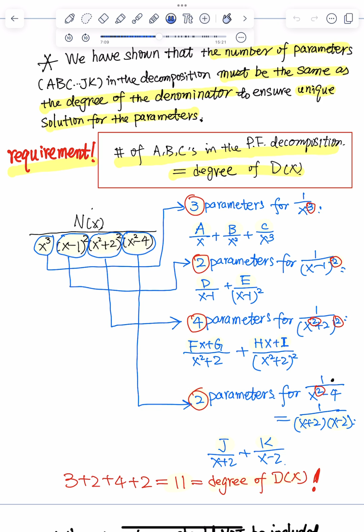And this is very clear for this example. You have x cubed term, so that's where you have 3 parameters for this term, a, b, c, and then you have the x minus 1 squared. That brings you 2 parameters, that is d and e, in the decomposition. Then you have the irreducible quadratic term with the multiplicity of 2. That will bring 4 parameters, f, g in the first one, then h and i in the second one. Finally, you have x squared minus 4, but that can be broken down into x plus 2 and x minus 2. That will bring in 2 parameters, j and k, in the decomposition.